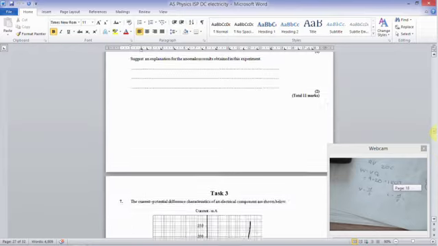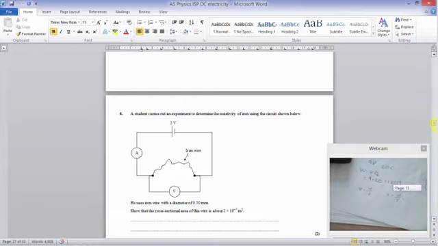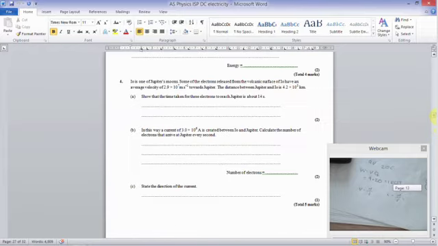Right, nearly there. Here we go. Right, state the direction of current. Okay, so we know that current is a flow of electrons, so technically it should be going from the direction of negative to positive. However, we are fully aware that conventional current goes from positive to negative, so it's always going to be from positive to negative.